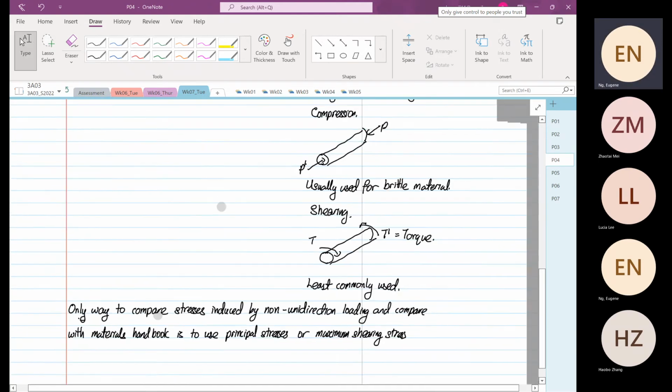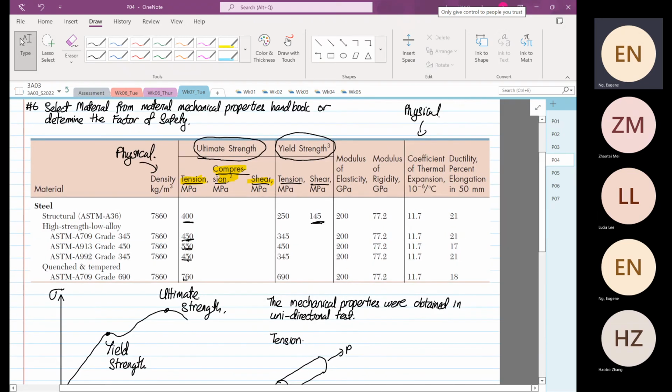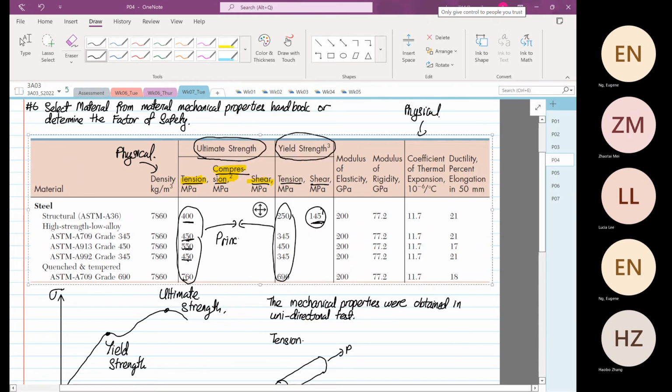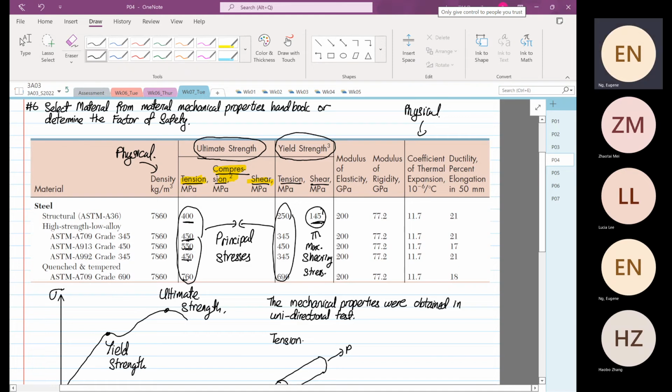So you say, why is that? What we see down here, all these values over here, especially these two. These two are your principal stresses. This is your maximum shearing stress. And I'll show you why.